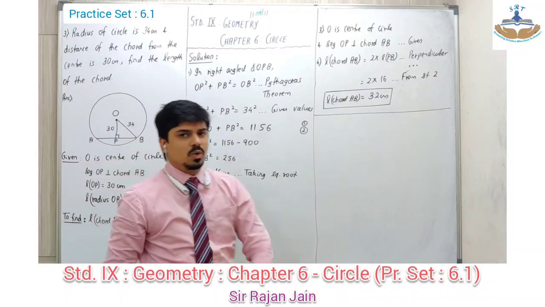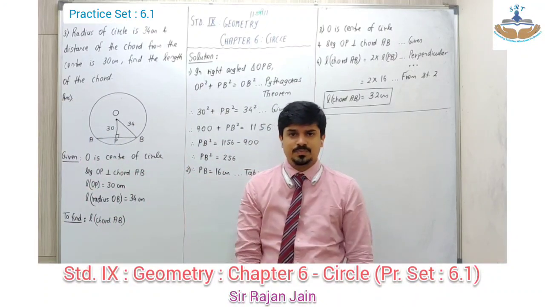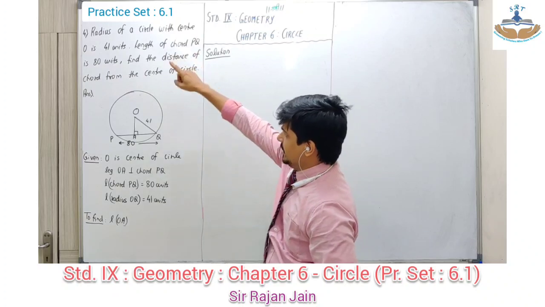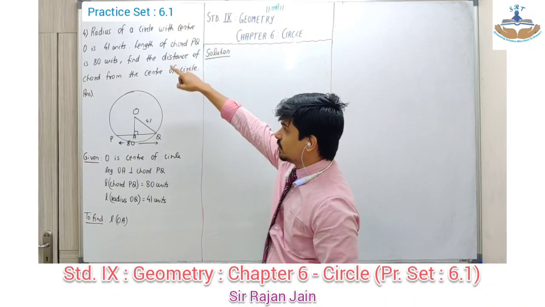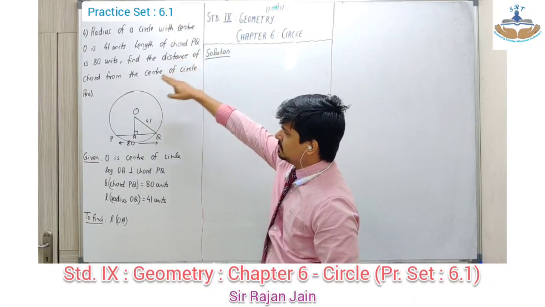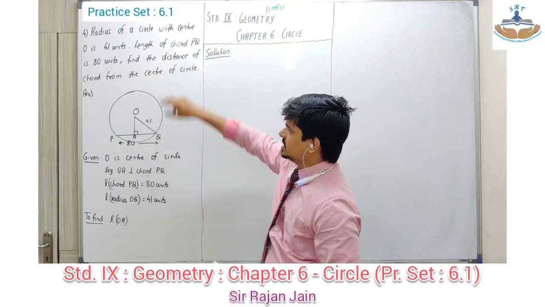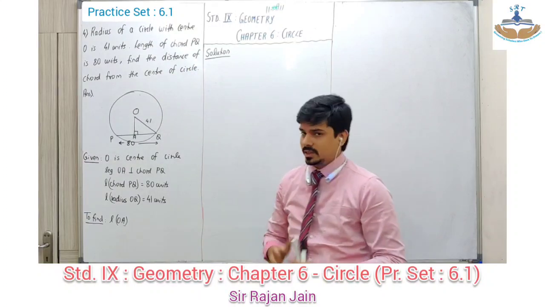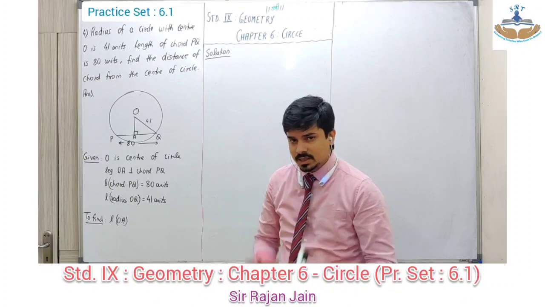Okay. Now we go to question number 4. The question says: radius of circle with center O is 41 units. Length of chord PQ is 80 units. Find the distance of the chord from the center of the circle. Now this question is also of a similar type.